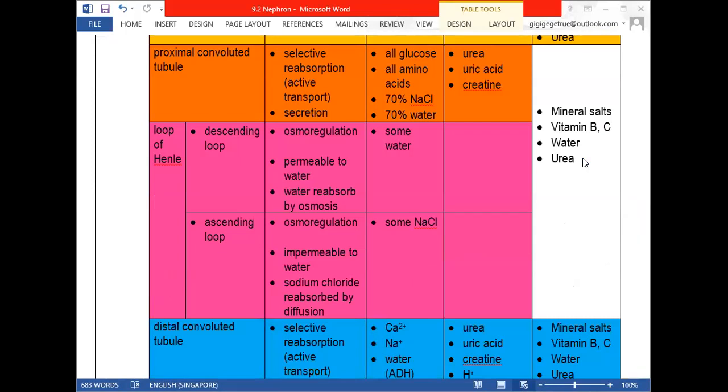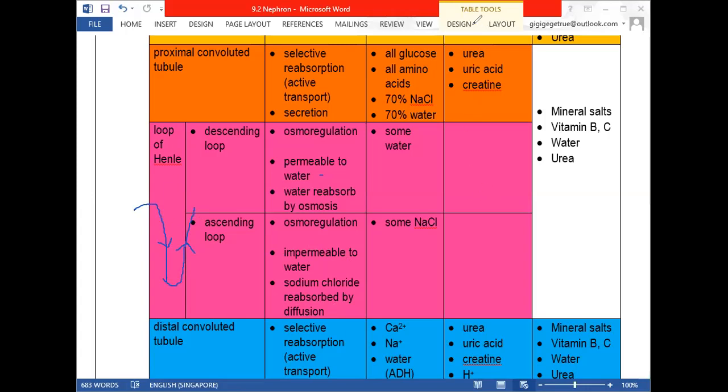Okay, in the loop of Henle, you have the descending loop. The descending loop, which looks like this, going down. The descending loop is permeable to water, so it will only reabsorb water. And then we have the ascending loop. The ascending loop is only permeable to salts, so only sodium chloride is reabsorbed. Water is not reabsorbed. Okay.